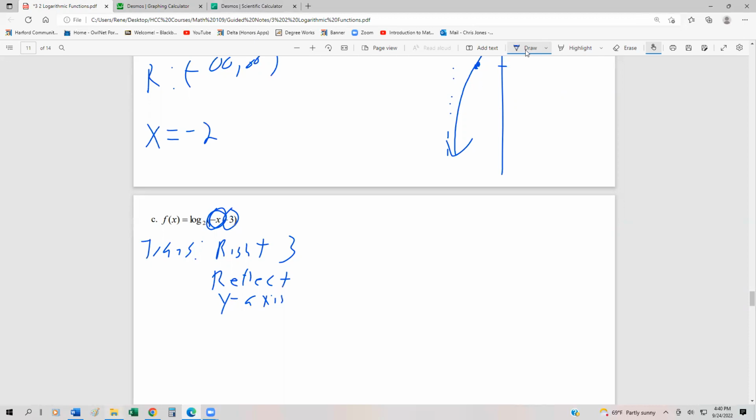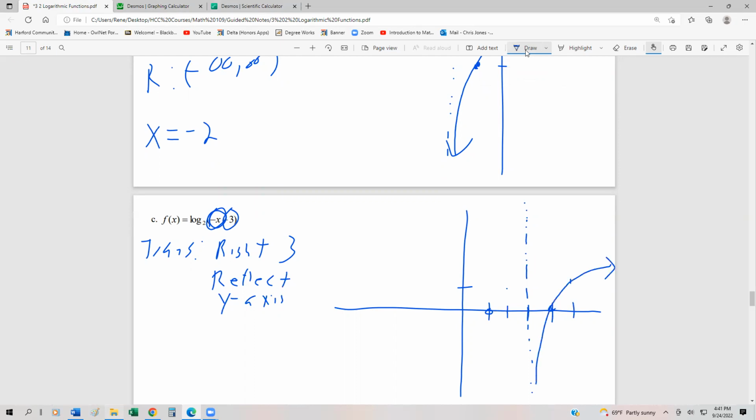Here we go. We are going to move this to the right 3 units, which means that our stationary point, one of them was (1, 0), is now going to move 3 units right. And so here's our asymptote now, at least for the initial function. We still have to reflect this. So we're going to take this point and move it 3 units to the right, and then take our other point, which was (2, 1), and move that 3 units to the right. This is what our original function would look like.